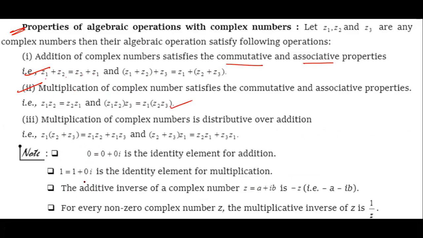Now see. 0 is what here? Identity element for addition. Additive identity. 1 is equal to 1 plus 0i, what is it? Identity element for multiplication. Additive inverse of complex number z equal to a plus ib. And what is the additive inverse? Minus a minus ib. I think you can point out.